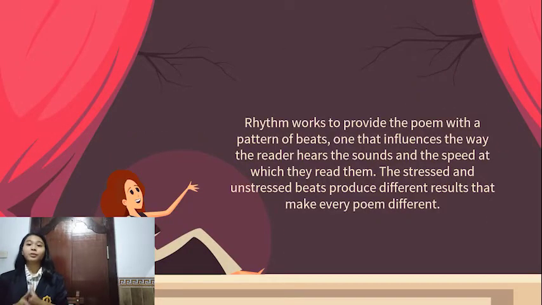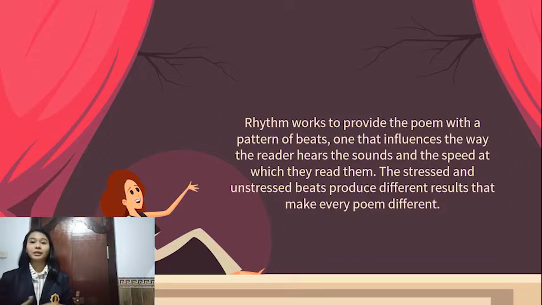Rhythm is one of the most important features of poetry. How does it work? It works to provide the poem with a pattern of beats, one that influences the way the reader hears the sounds and the speed at which they read them. And then the stressed and unstressed beats produce different results that make every poem look different. And then they give poetry a song-like quality that makes it a pleasure to hear and to read out loud.